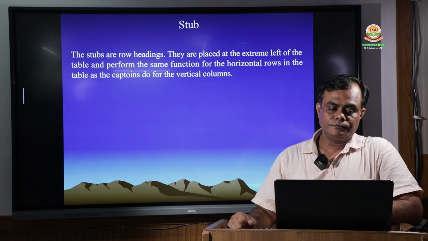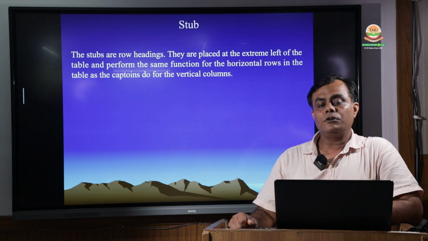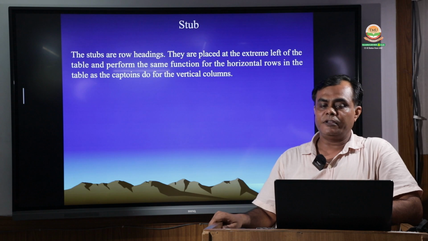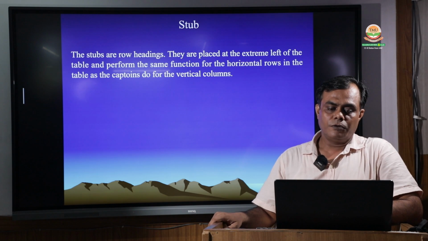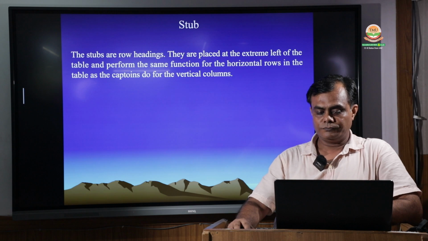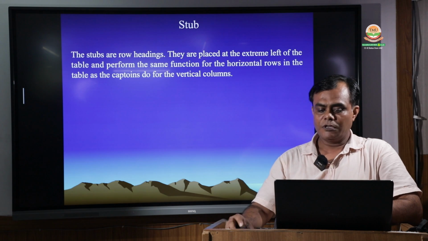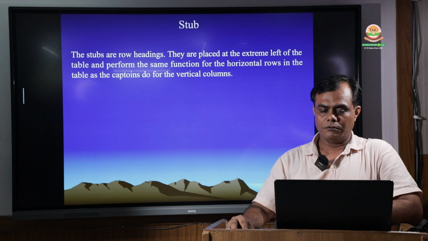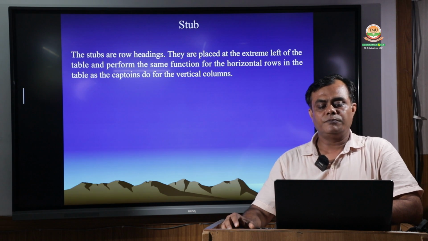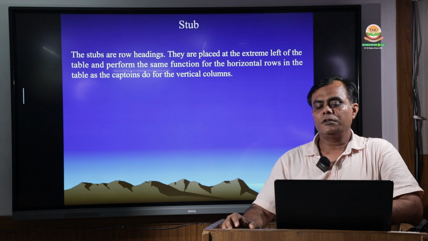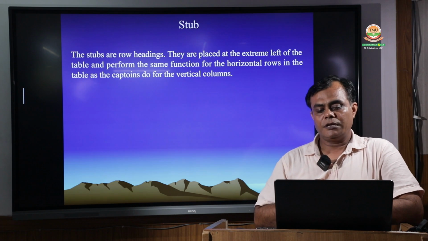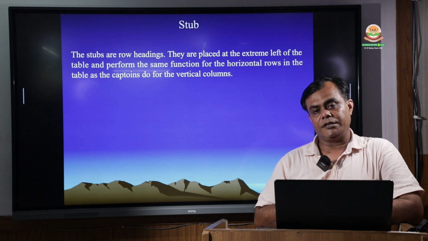Next is stub. The stubs are row headings. They are placed at the extreme left of the table and perform the same function for the horizontal rows in the table as the caption does for the vertical columns. So stubs are the row headings and captions are the vertical headings.